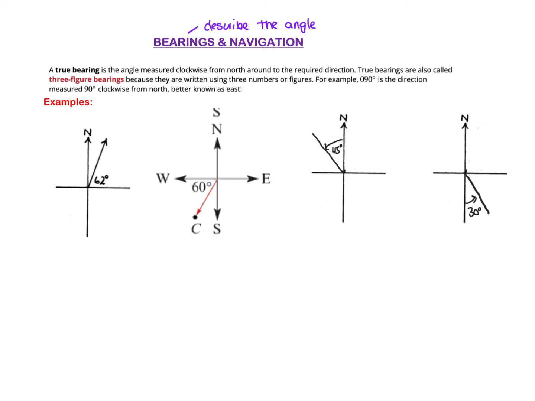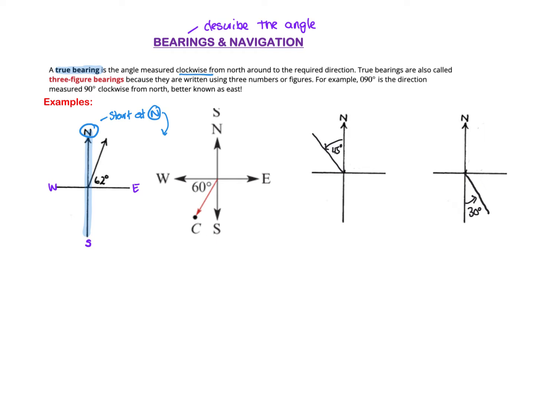What we're looking at when we do bearings is only what we call a true bearing. A true bearing is when you've got your compass, so you've got your north, south, east and west. A true bearing is always you start at north and then you go clockwise. So you can see we're going to go that way around.